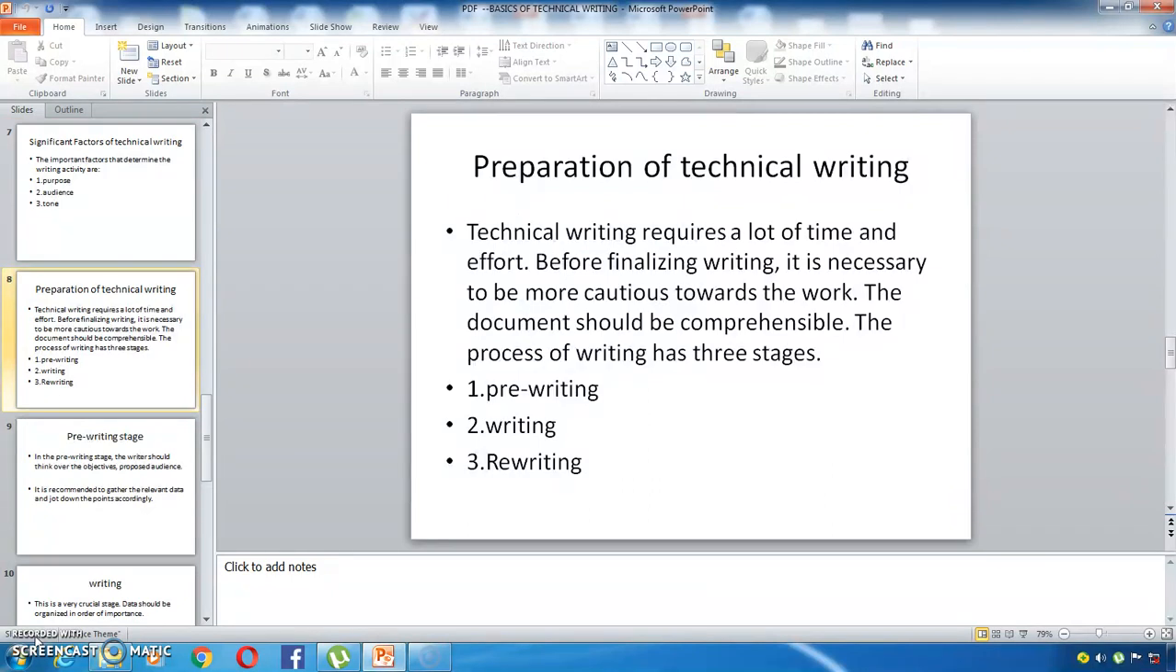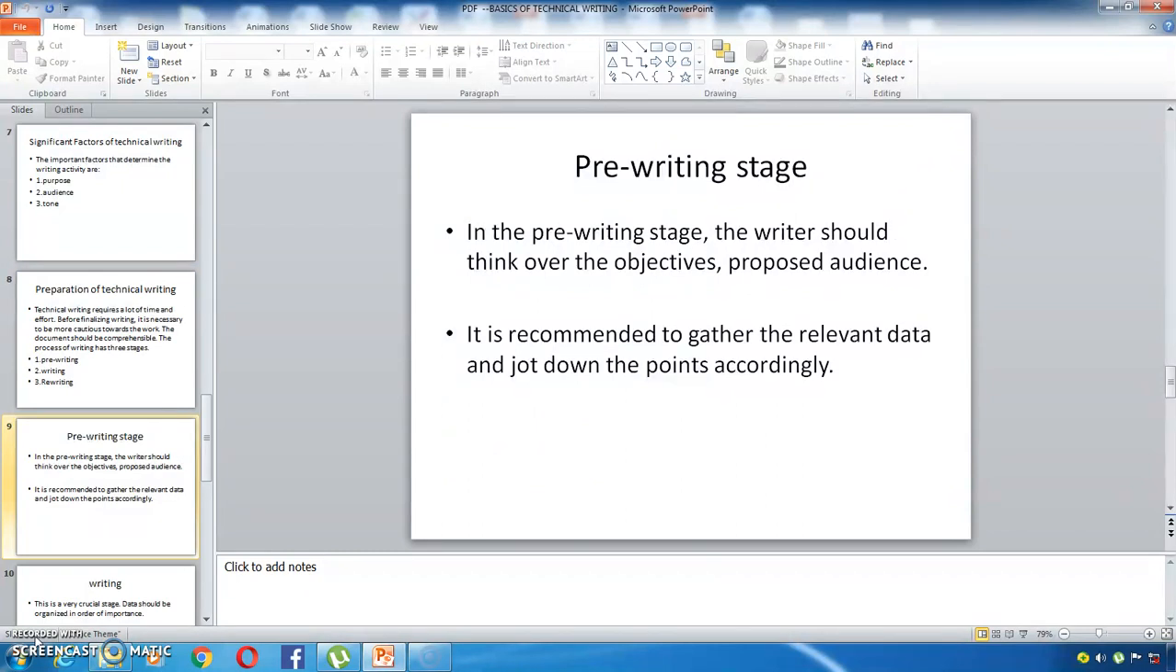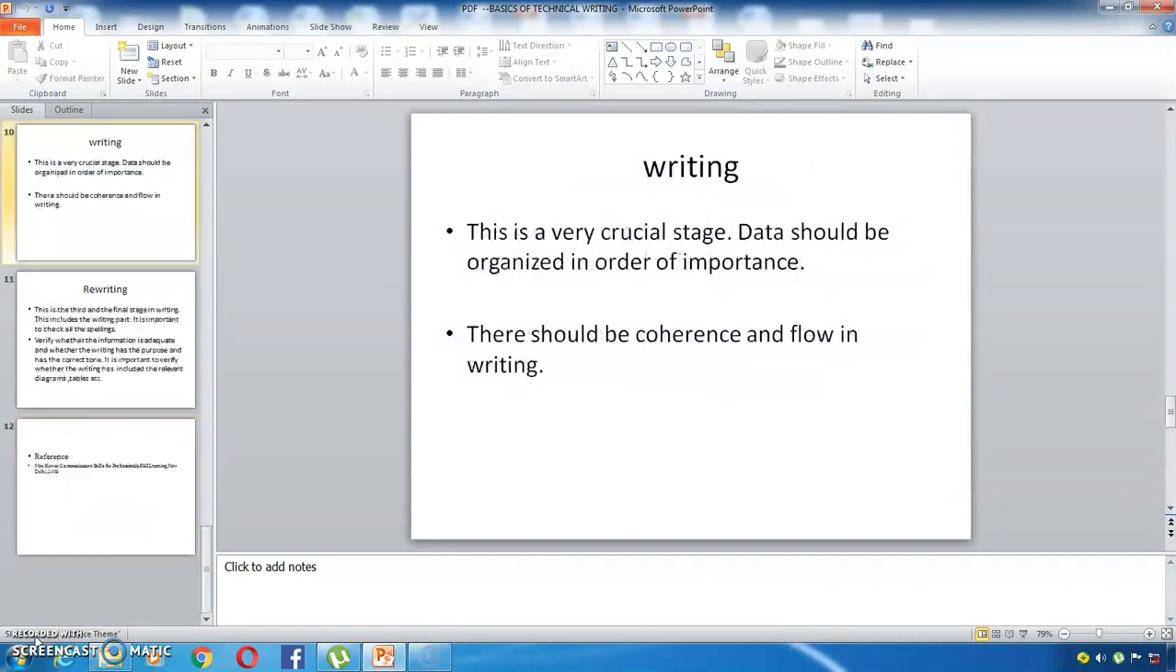While preparing technical writing, it should pass through three stages: pre-writing, writing, and rewriting. The first stage is pre-writing. Here we should think over the objectives and also the proposed audience. It's also recommended to gather the relevant data that is important for the document, and we should jot down all the important points accordingly.